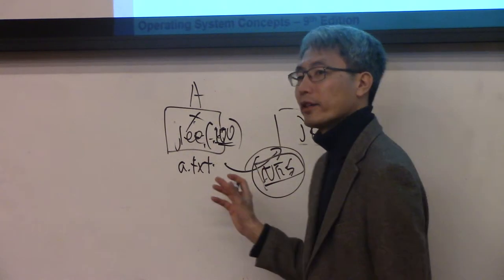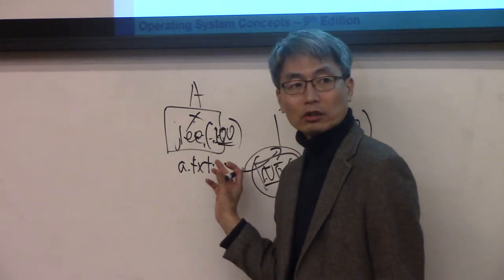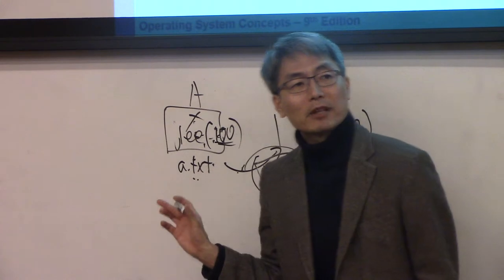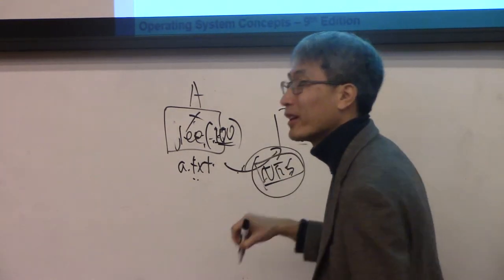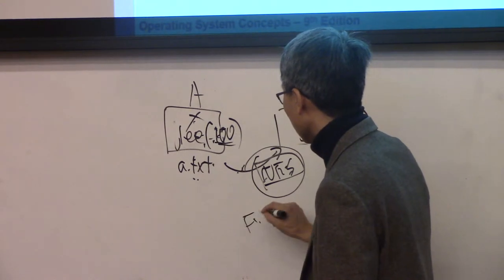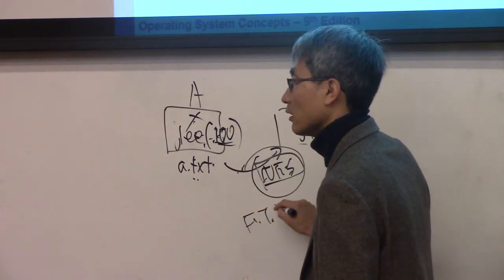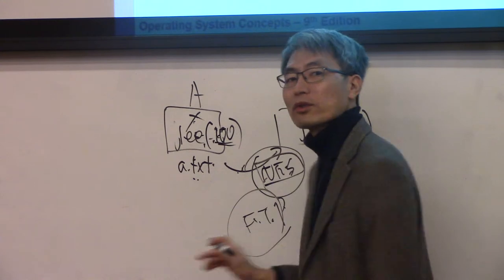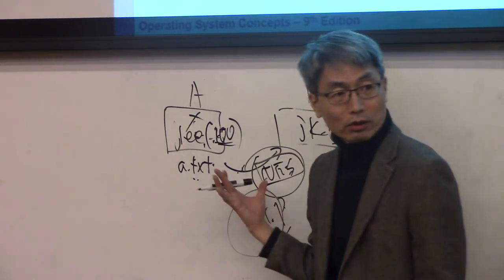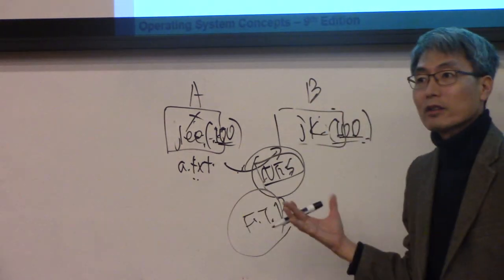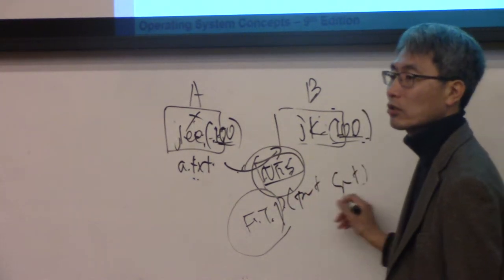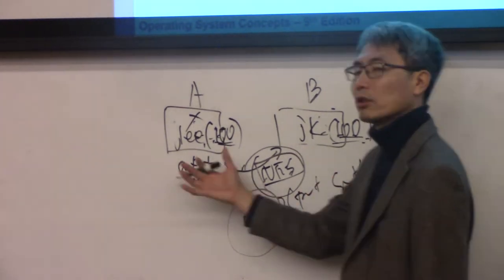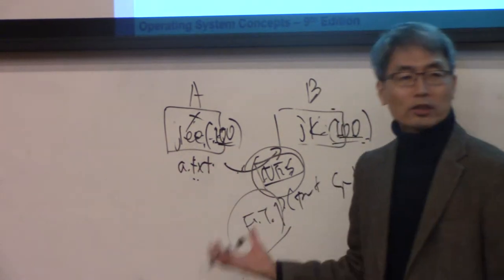There are different ways to mount the file system remotely. The conventional way, which not many people use nowadays, is FTP. You can also use FTP to share the file remotely. FTP has a put command and a get command. You can also release the file through the network using FTP.